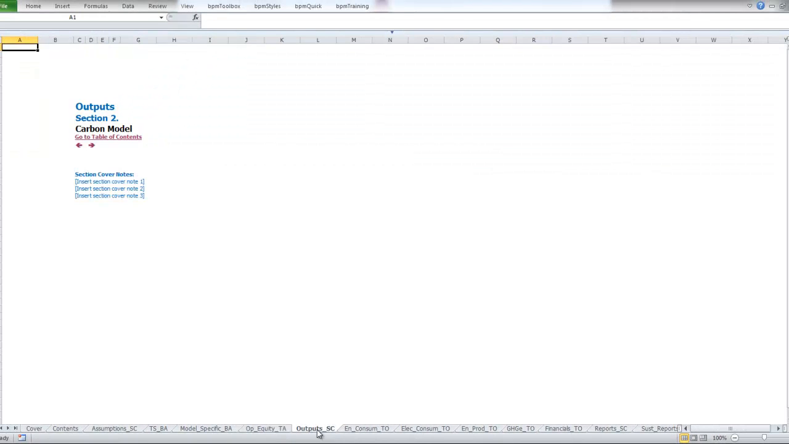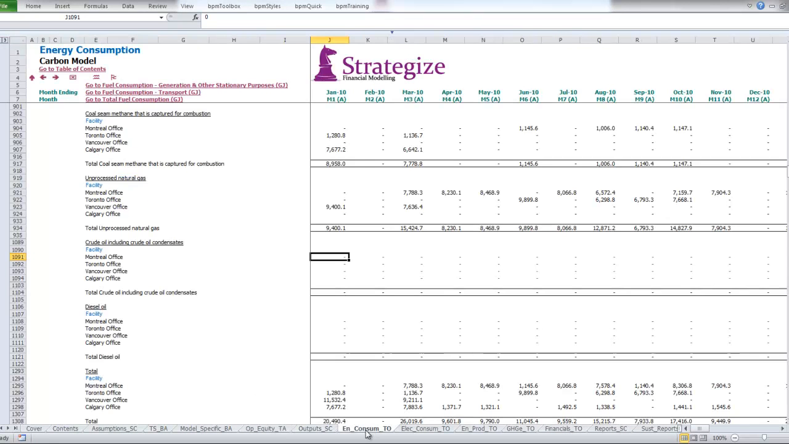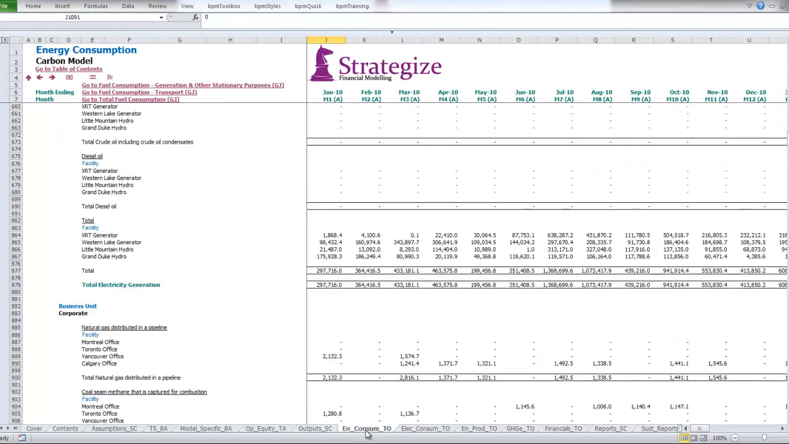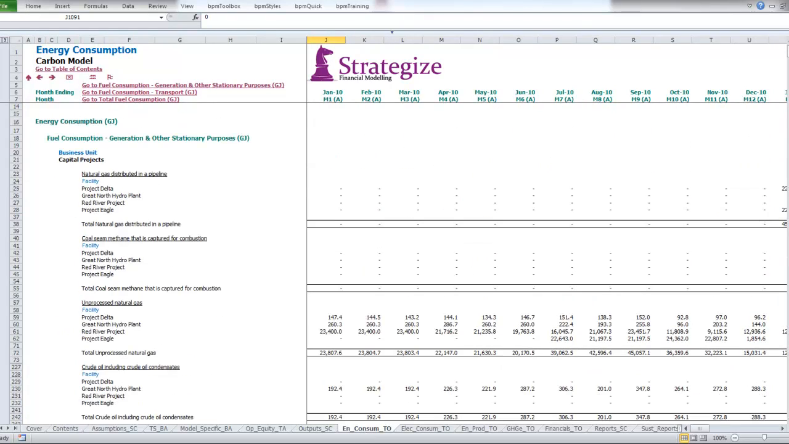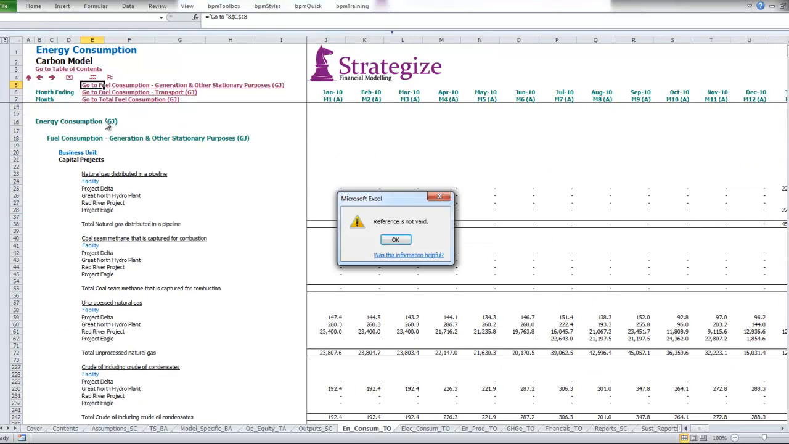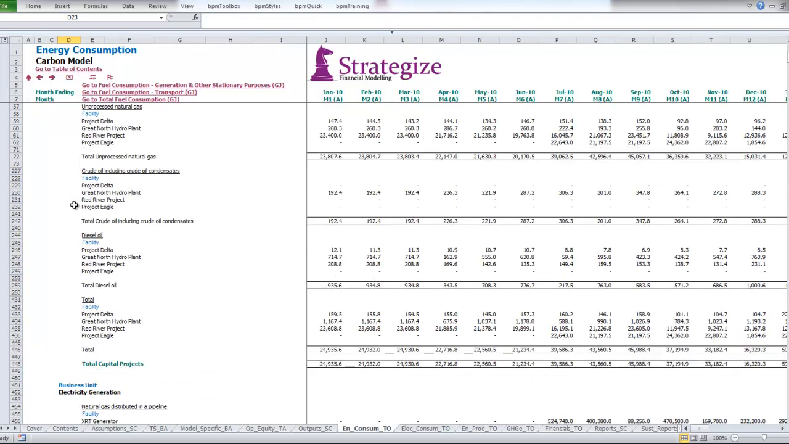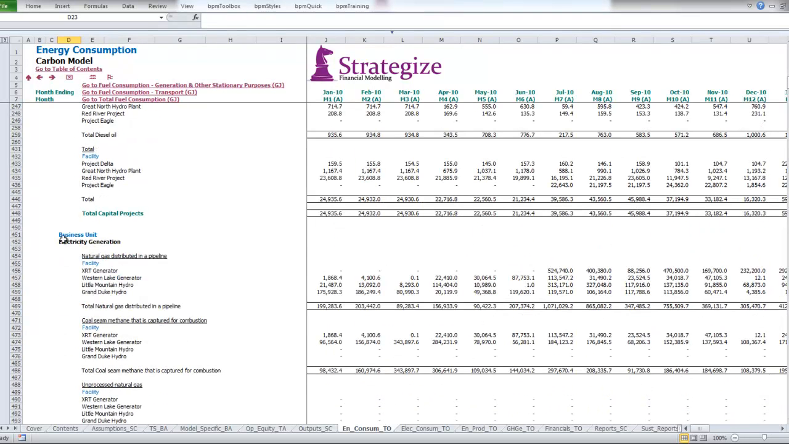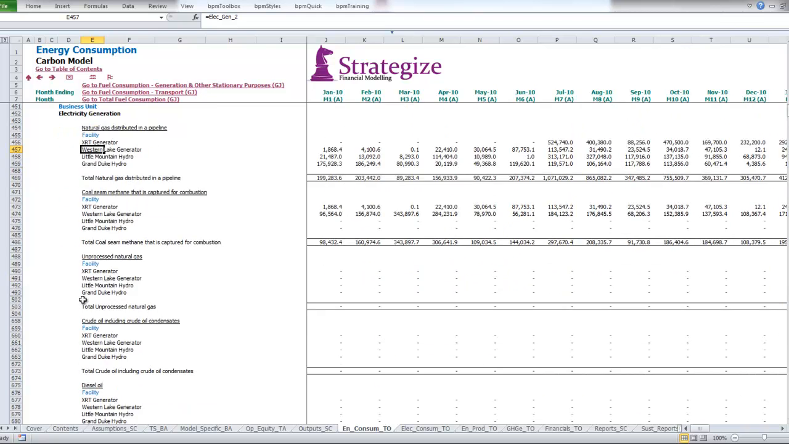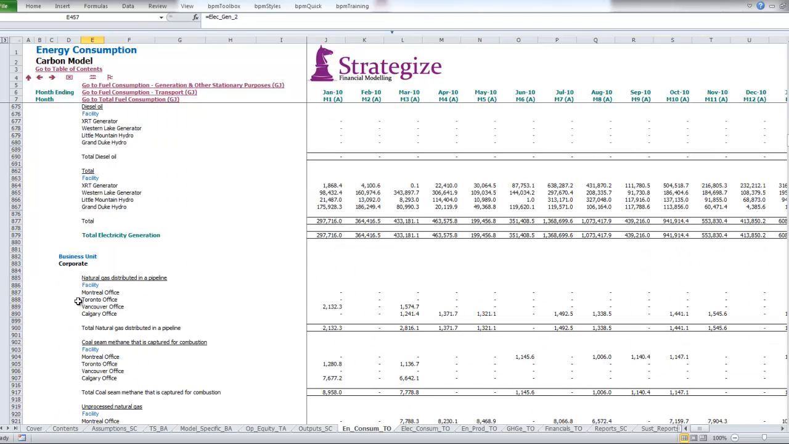I'll now present you with the outputs. As you can see, we have our energy consumption by stationary type, broken down by each business unit, and then by each asset under that business unit. As I discussed in the article, this model is obviously very, very detailed.